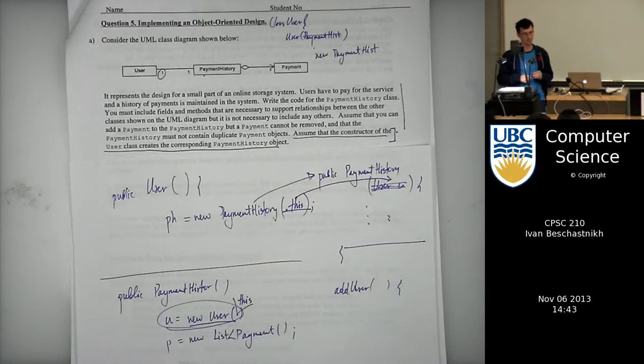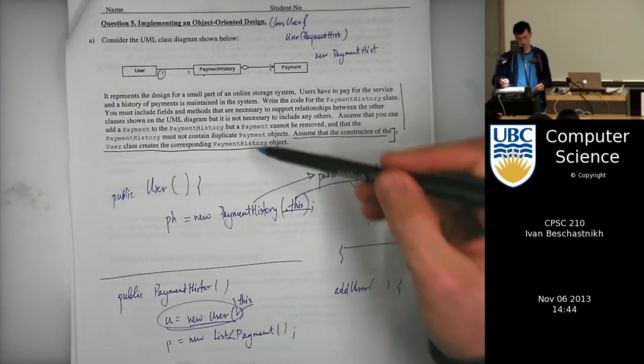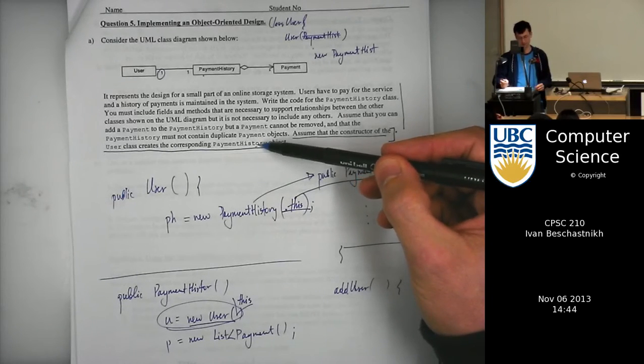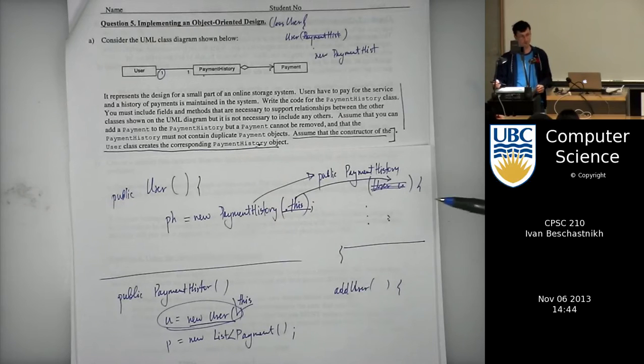Would it be reasonable to just write that? I think so, yeah. I mean, there's nothing here that tells you that the payment history I create here knows about this user that created it, right? There's no constraint. So, sure.